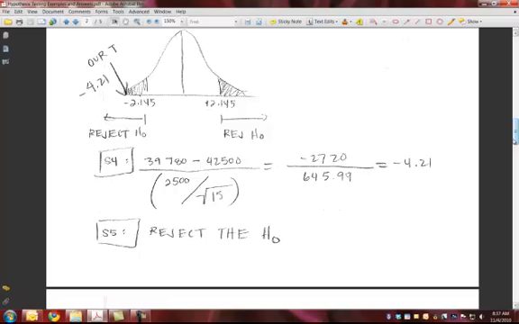So we go ahead and conduct our t: 39,780 minus 40,500 divided by the standard deviation of 2,500 over the square root of 15, and we ultimately end up with negative 4.21. So we plot this on our graphic above, and we see that negative 4.21 definitely makes it into the shaded region, so we know that our conclusion in step 5 is to reject the null hypothesis.